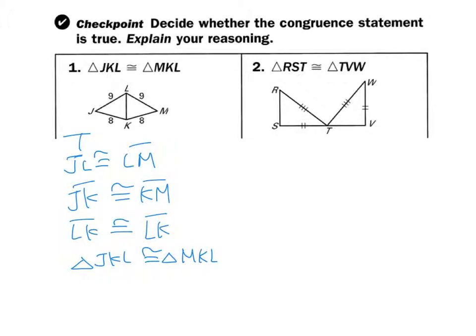Okay, now let's look at the second one. Is it true that these two triangles are congruent? I see that there's one pair, there's a second pair. But the third pair is not congruent. There's no indication. Therefore, the answer to this one is false because RS is not congruent to TV.